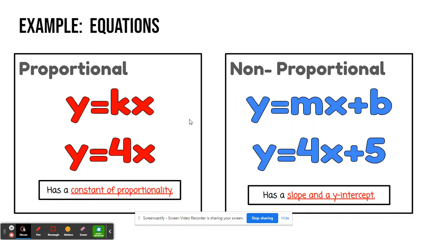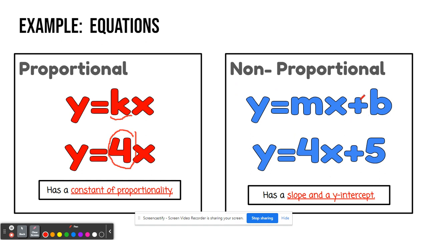So in an equation, we have two different representations: proportional and non-proportional. In an equation, we need to know the difference between our constant of proportionality and a slope, okay? A proportional relationship has a constant of proportionality. It just means that we have a number that we multiply by our input every single time. We're not going to change it in any other way. So here with our proportional relationship, our constant of proportionality is k, or in this case, our constant is 4 for this equation.